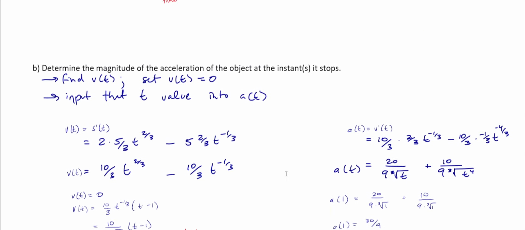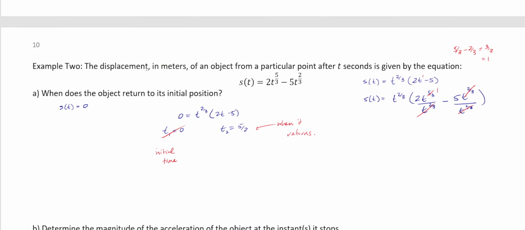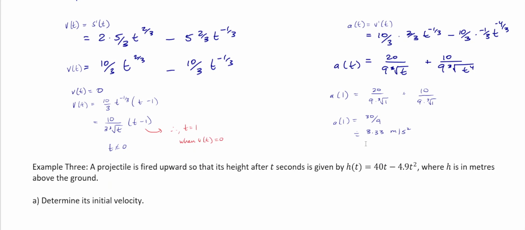Let me just verify that my units are correct here. Yep, displacement is in meters, t is in seconds. So the magnitude is 3.33 meters per second squared.